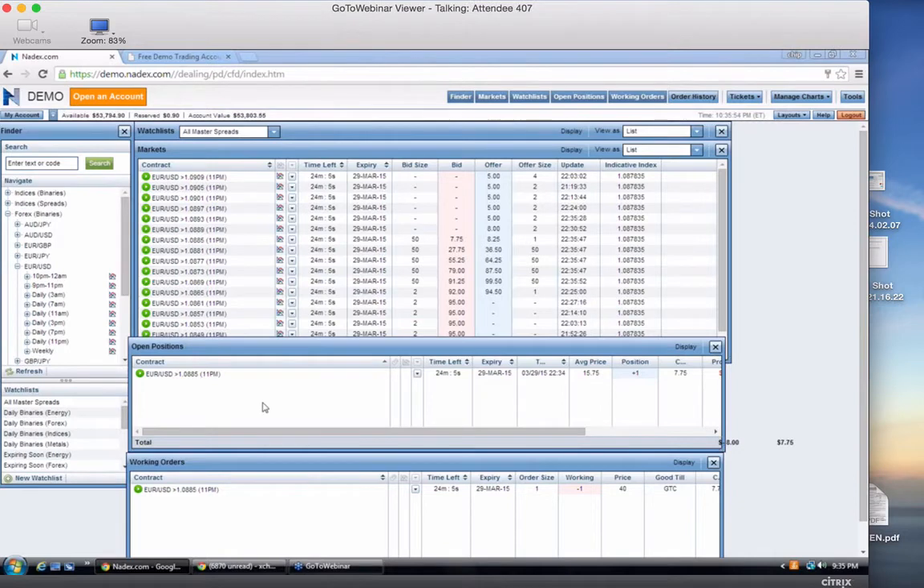Okay. All right. So what I did was I put on an open position on the euro greater than 1.0885. I bought it at 15.75. Bought one contract, so that's my risk for one contract, $15.75. So it's not a whole heck of a lot of risk, and so I can walk away from that.